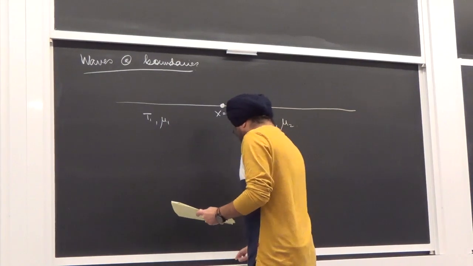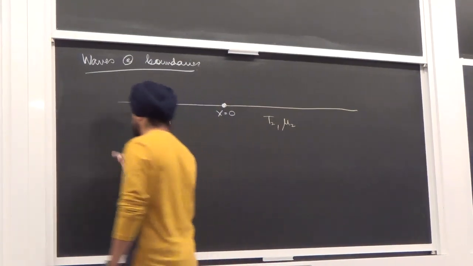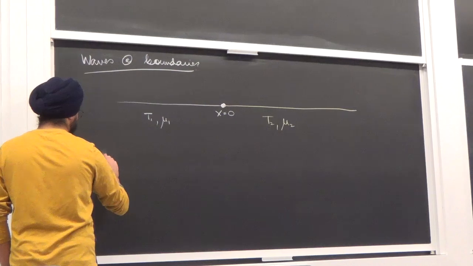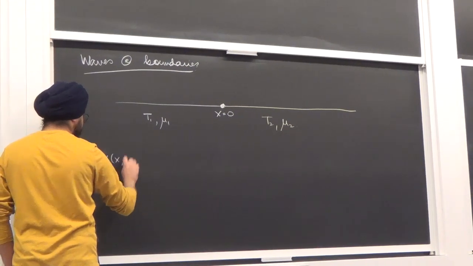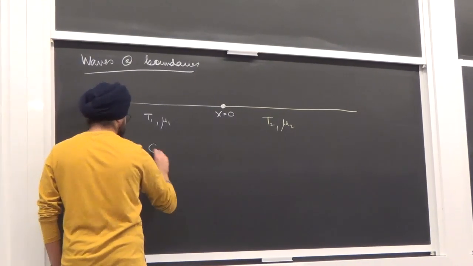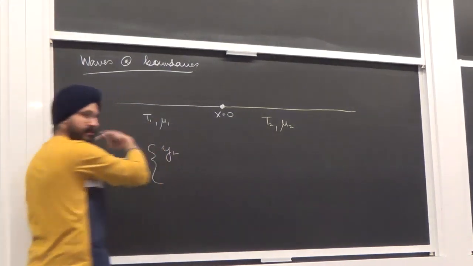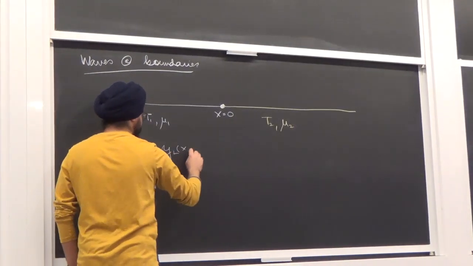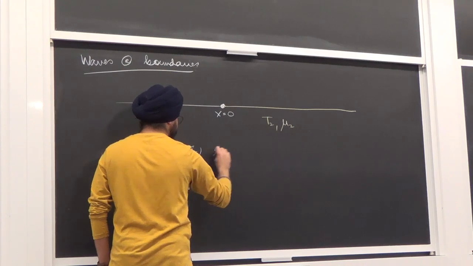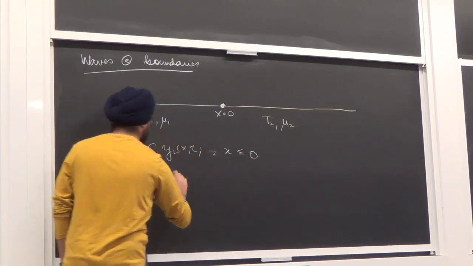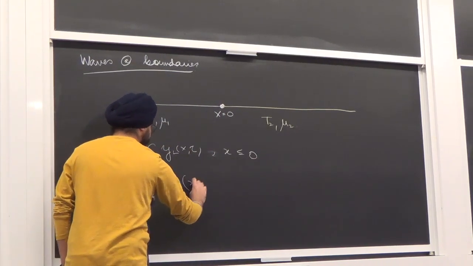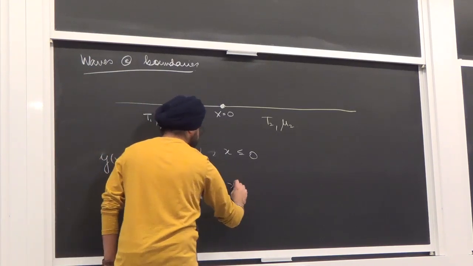Okay. So y of x comma t is some y left of x comma t for x less than 0, and some y right of x comma t for x more than 0.